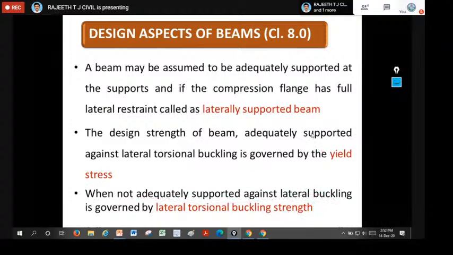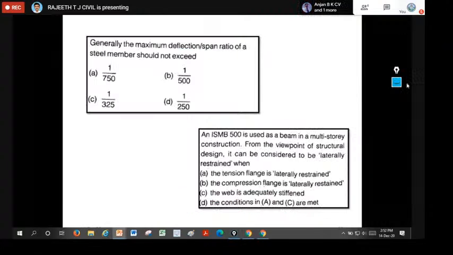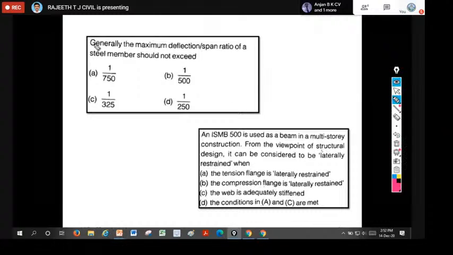So we'll see one. Next, one of the questions in GATE, generally based on the deflection criteria of the beam. The maximum deflection to span ratio of a steel member should not exceed 1/325 is the answer. You should remember this, based on the deflection criteria of the beam.